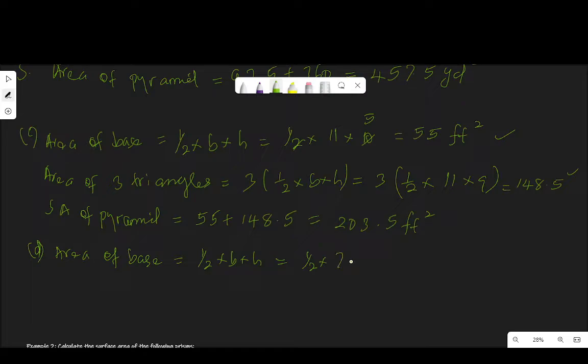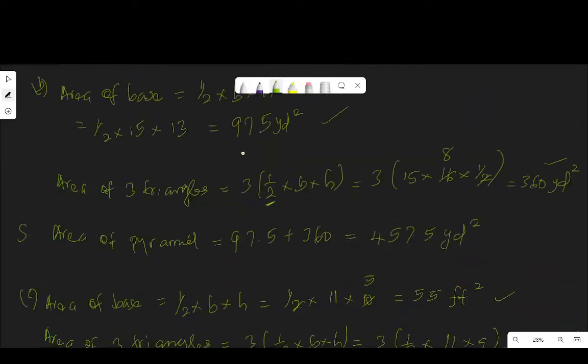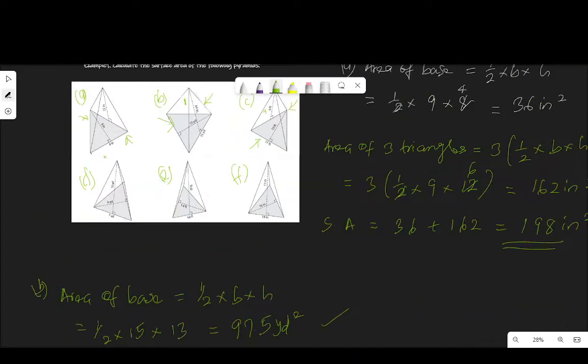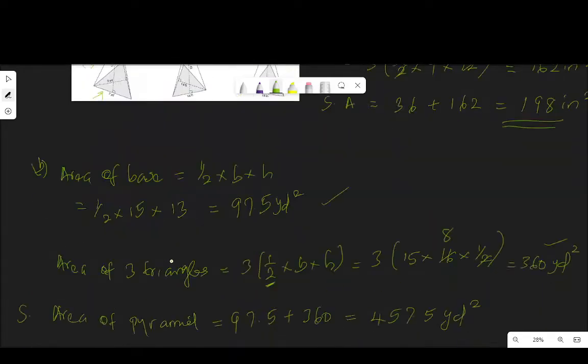With 7 times 6, half of 6 is 3, so 7 times 3 is 21 yard square. And for the three triangles, the base is 7, because the triangles are equilateral, but their height is 10. So 7 times 10.